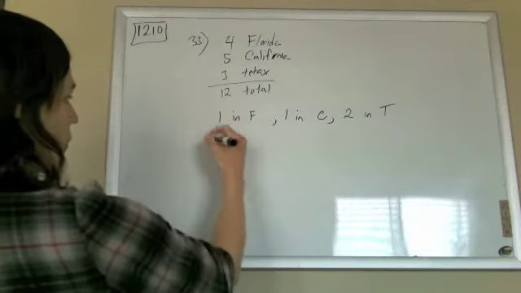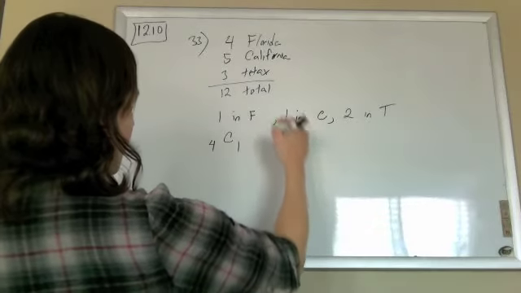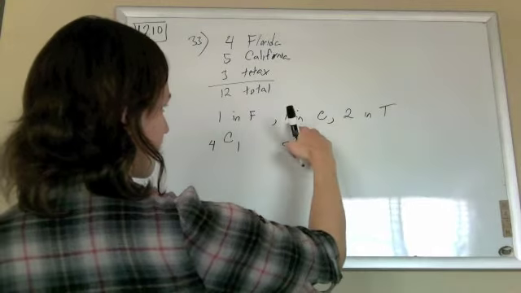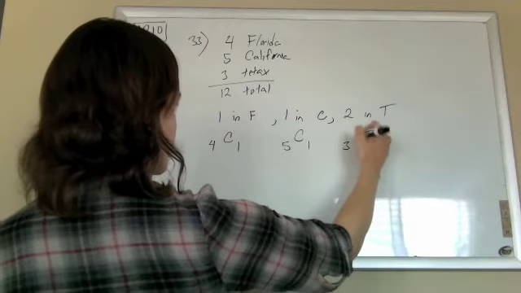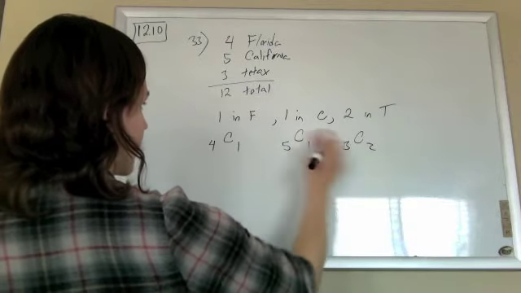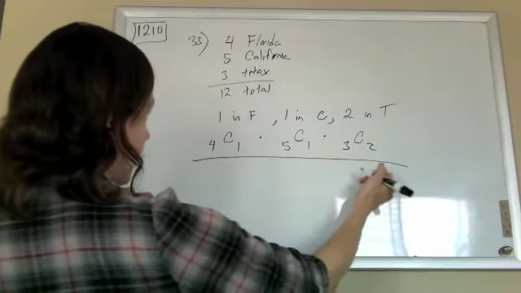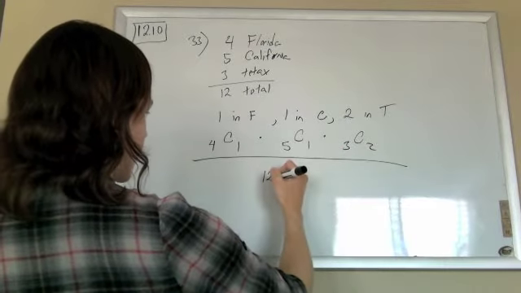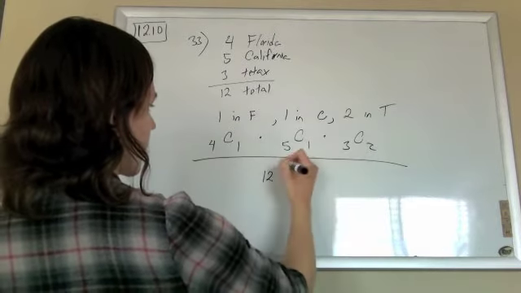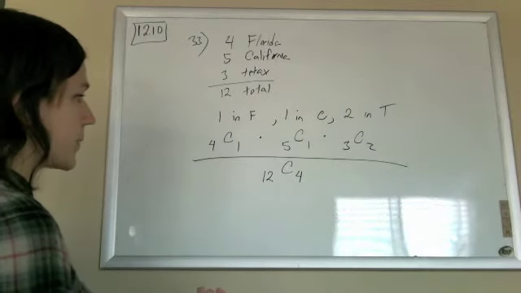So there are 4 routes in Florida. We want to choose 1 of them. 5 routes in California, and we want to choose 1 of them. 3 routes in Texas, and we want to choose 2 of those. We want this and that, so we'll multiply those all together. And to make it a probability, there are 12 possible routes, and we're choosing 1, 2, 3, 4. So 12 choose 4 possible ways to choose 4 routes.